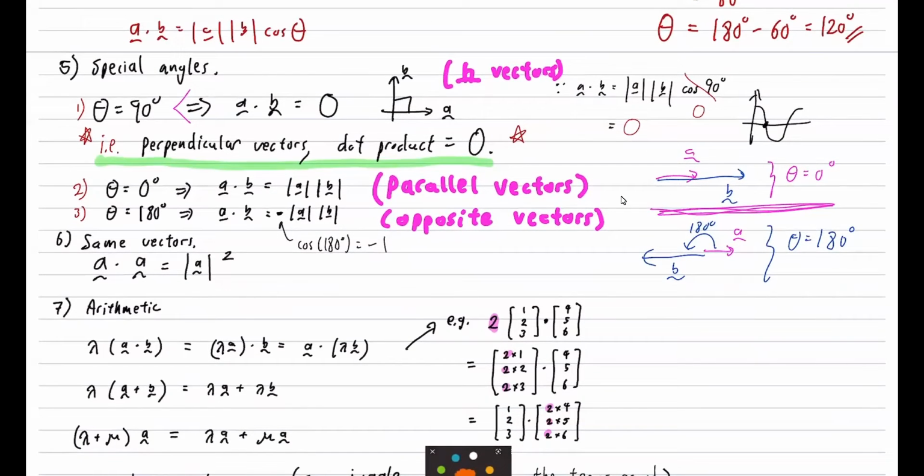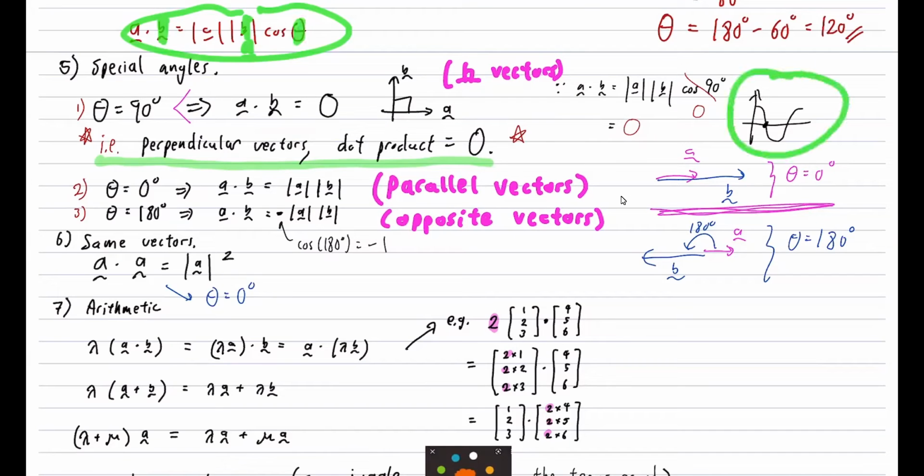Okay, any questions? No. Okay, next one. Special case: when you have two same vectors, A dot A becomes modulus of A squared. Do you know why? What's your theta here? If they are the same vector, what's the theta? Exactly, theta is 0 degrees. So you can just sub into the formula. B becomes A, and theta becomes 0. What's cosine 0? 1, yes.